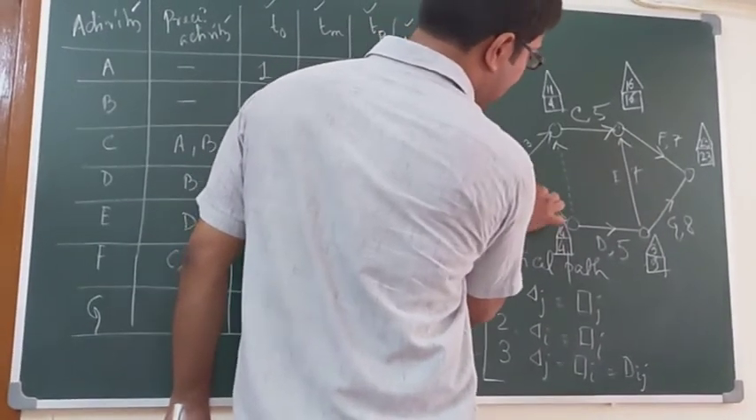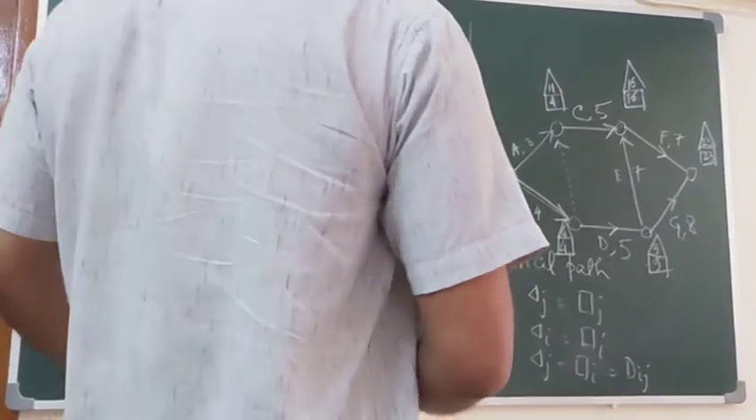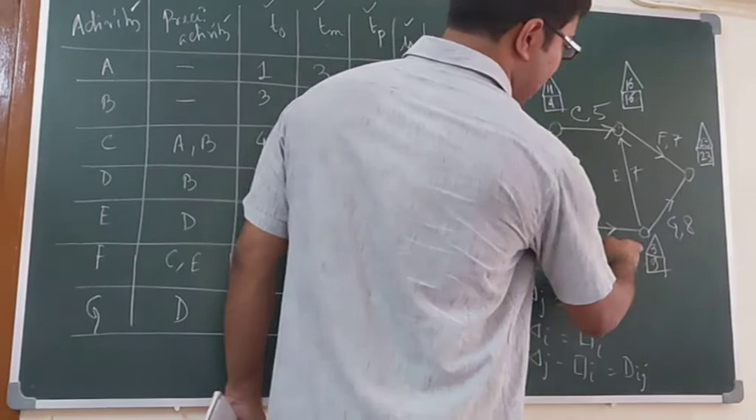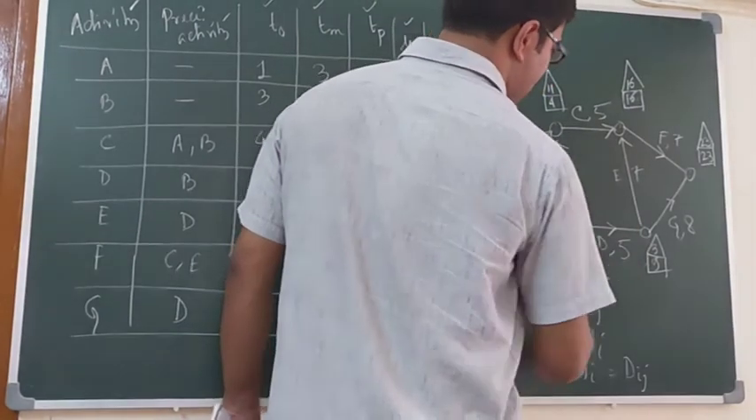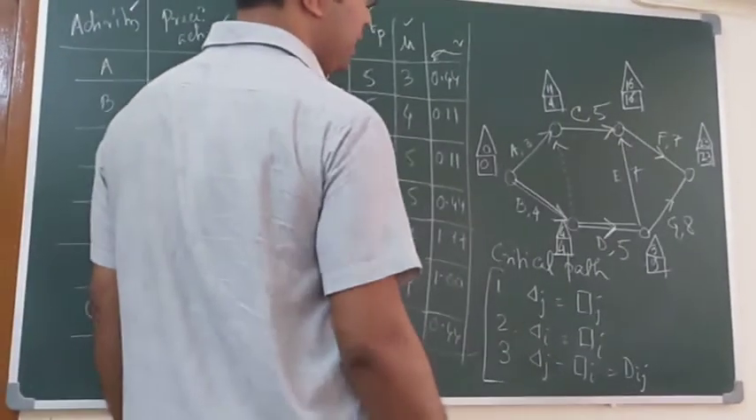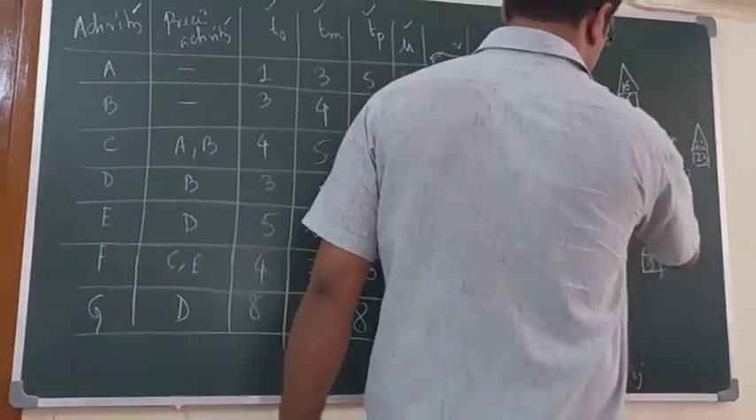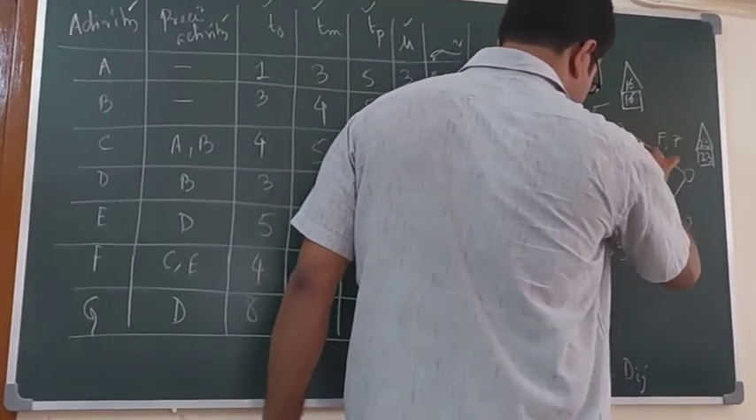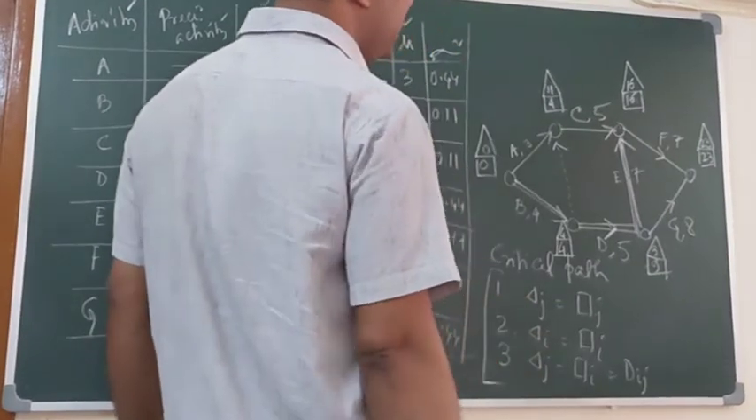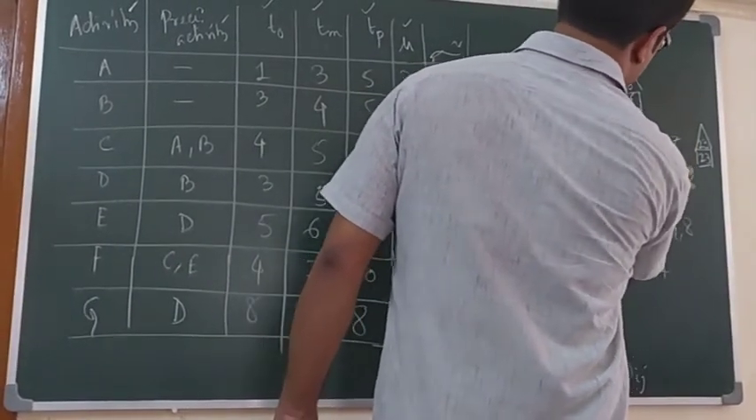So this one is the critical path. Next, 4, 4, 9, 9, and 9 minus 4 is 5, so this one is another critical path. Next, 9 and 16, so this one is the next critical path. And finally 16, 23. So this is another critical path.